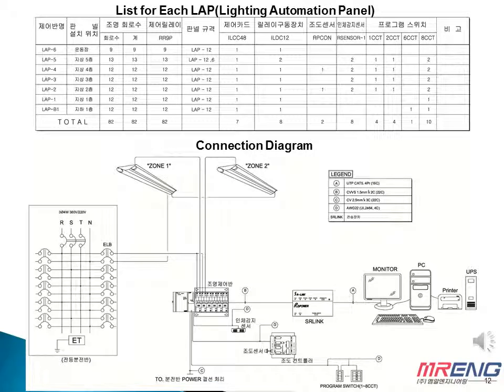The lighting automation panel is the configuration list for each lighting control panel. This is the organized information for control board types, and it shows the quantity of relays for each lighting control panel. The connection diagram is the basic wiring method design.